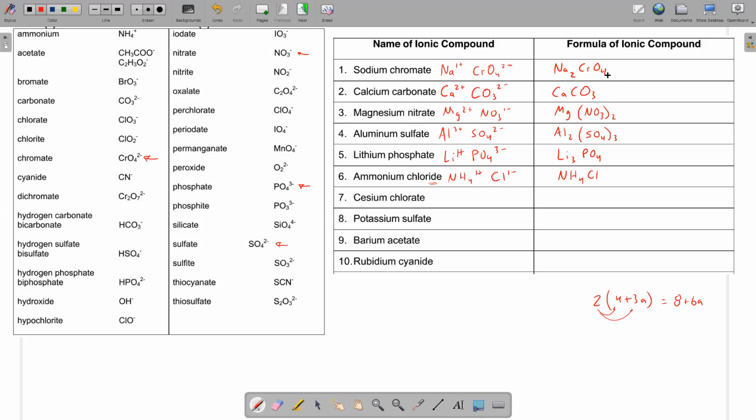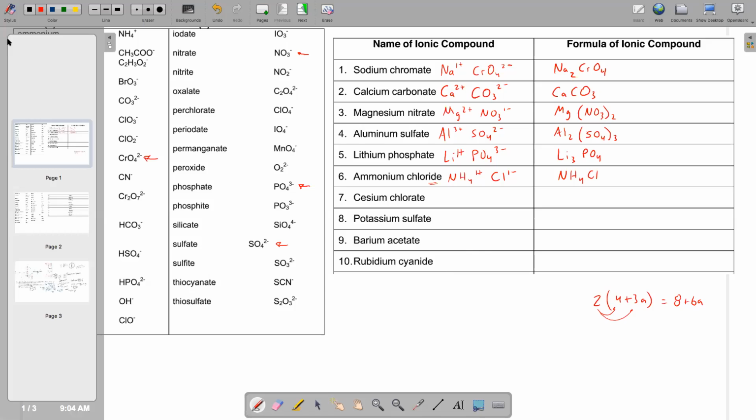So a lot of these are fairly basic. The only thing you need to remember to do is if you need 2 or more of a polyatomic ion, then you got to put the polyatomic ion in parentheses and put the number after it. I'm going to leave you to do 7, 8, 9, and 10. And at the beginning of class tomorrow, we'll go over 7, 8, 9, and 10 as good practice.